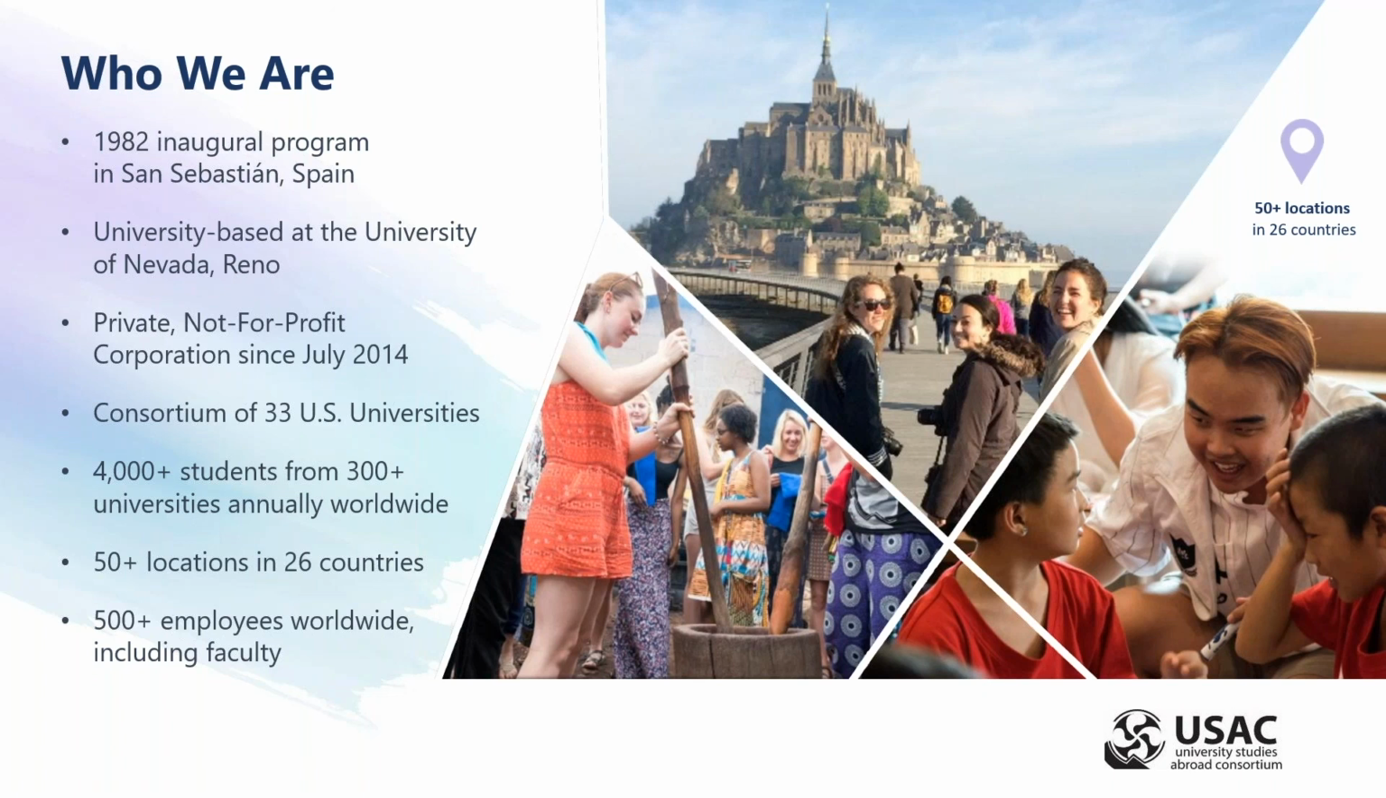Ever since we have been an organization, we've always been based at the University of Nevada, Reno, and we are a university-based study abroad organization. In the summer of 2014, we split from UNR and became an independent nonprofit organization. However, we are still in the same location and work with them very closely. We are comprised of a consortium of 33 different US universities, and they provide our accreditation, our academic backing. They serve as our board of directors, among other things. However, those are not the only schools that we work with. We work with over 300 schools every single academic year. And USAC, we have about 500 employees worldwide, 60 to 70 of which are based in the US alone.